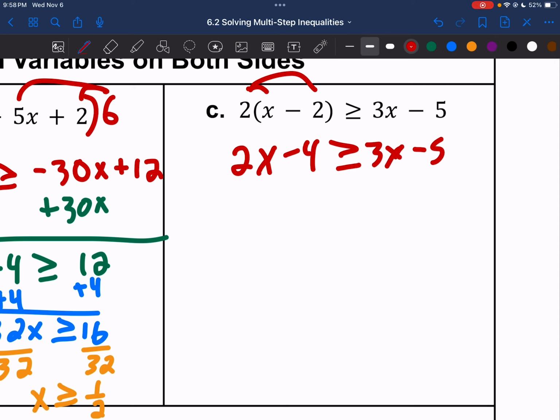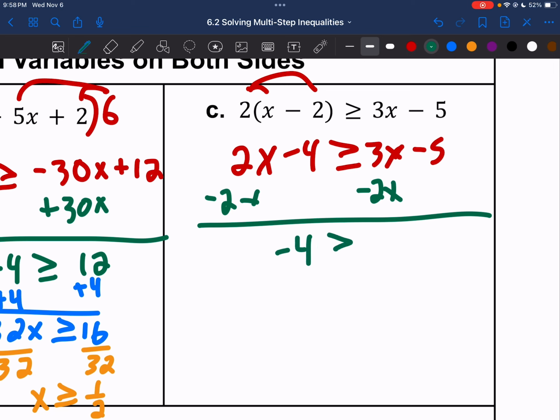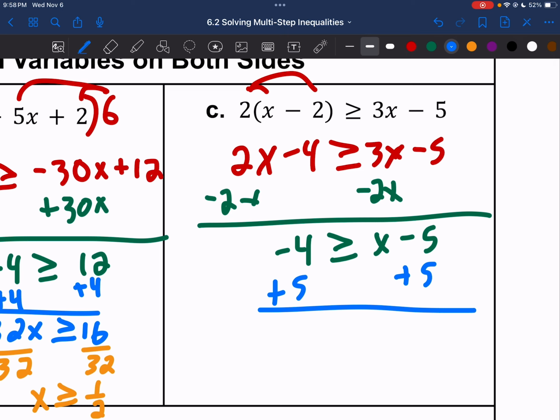So 2x minus 4 is greater than or equal to 3x minus 5. Now this changes the math of what we want to do. Instead of subtracting the 3x because we thought it was better that way, we're going to subtract 2x from both sides. And we get negative 4 is greater than or equal to x minus 5. Now we add 5 to both sides, and we get positive 1 is greater than or equal to x.